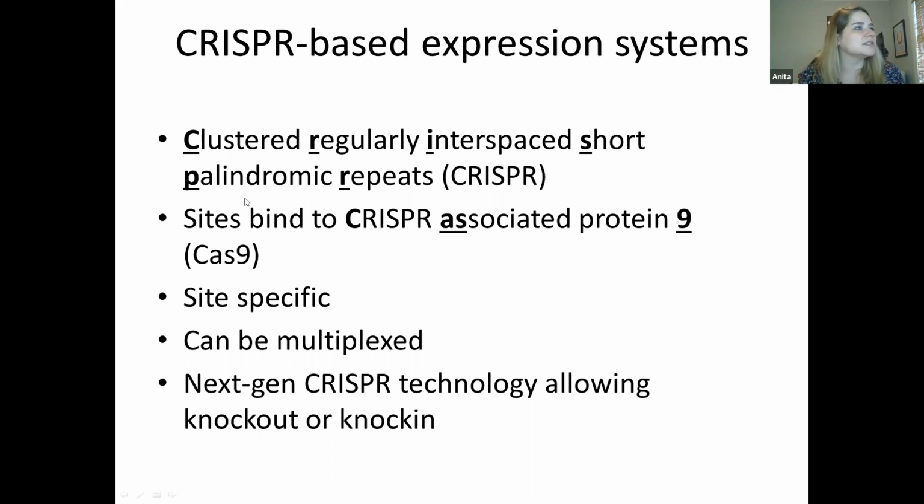So basically, this is an element that was recently discovered and started really being used in mice around 2012. CRISPR stands for clustered regularly interspaced short palindromic repeats. And the sites bind using the Cas9 protein. So this is CRISPR-associated protein 9. And based on a very short sequence, it can be site-specific.